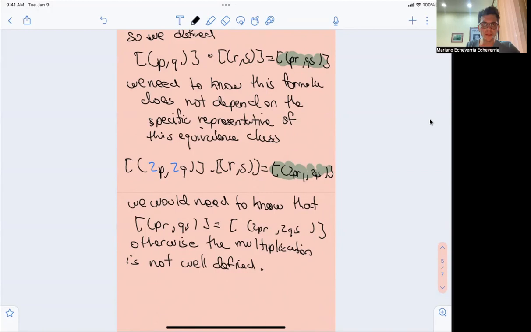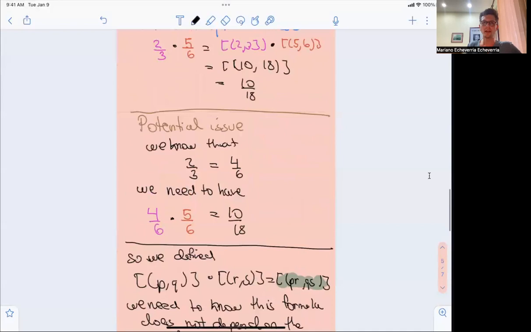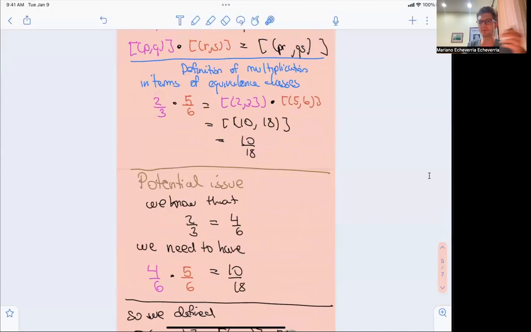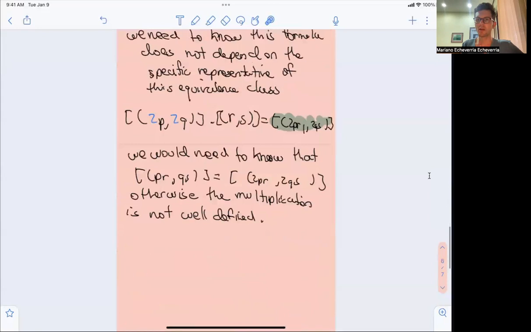Yeah, perfect. Thank you. Sometimes it's better to look at it first with an example, right? What I'm trying to say is that this multiplication cannot depend on the fact that you wrote two-thirds as two-thirds and not four-sixths. If the answer depended on that, then you wouldn't have a proper multiplication formula. The multiplication formula cannot depend on the way in which we chose a representative. We did a similar example in the workshop where I asked you which formulas define functions from the rationals to the rationals, just as an aside.